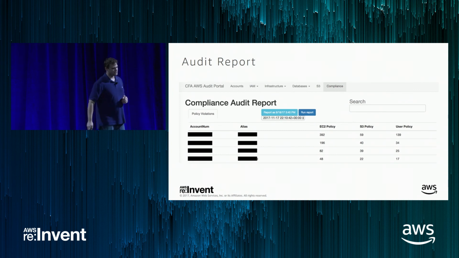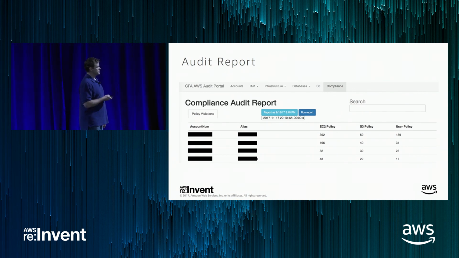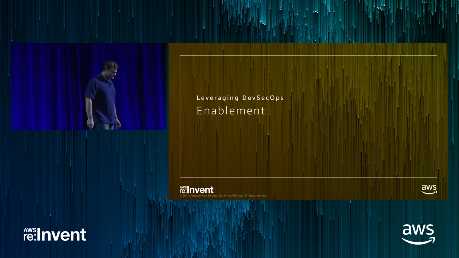This is a quick screenshot of what that portal looks like and our compliance audit report. You can see 392 non-compliant EC2 resources. That's because our rules engine's broken right now. But don't worry about that. We're not that bad, all right? We're still pretty good. All right, so that's auditability.